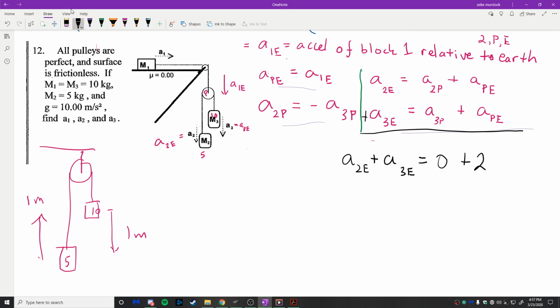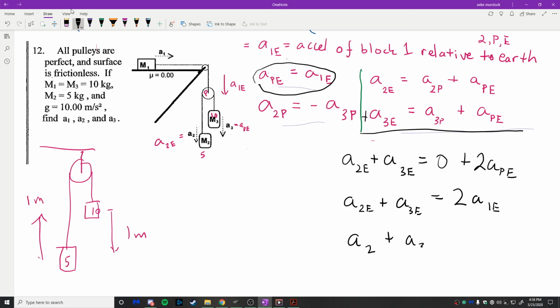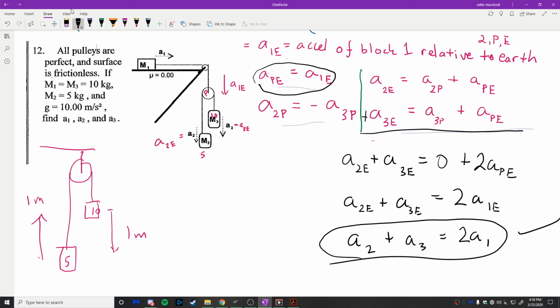And then 2 times this. And then I'll replace this one. Our final result is A2E plus A3E is equal to 2 times A pulley and earth. These were the same, right? This is how we tie everything back to this guy. This becomes A1E. And then in terms of the symbols in the problem, it's basically just A2 plus A3 equal to 2 A1. Now that they are all in the same reference frame, we don't need to keep writing the subscript anymore. We can just do that. And that's your result.